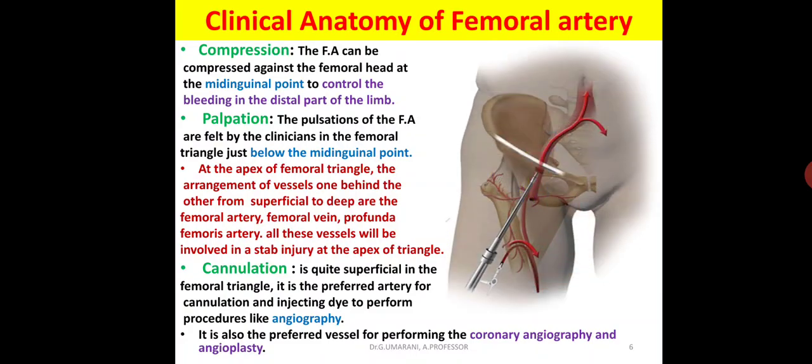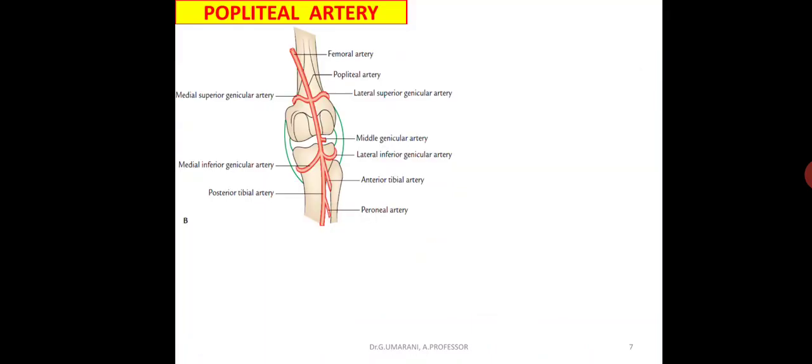So here in the image you can see the introduction of the cannula into the femoral artery, and the dye is injected through this cannula. From here, the femoral artery enters into the external iliac, then the common iliac, then the abdominal aorta, then it enters the aorta and the left heart region. So these are all the clinical importance of the femoral artery.